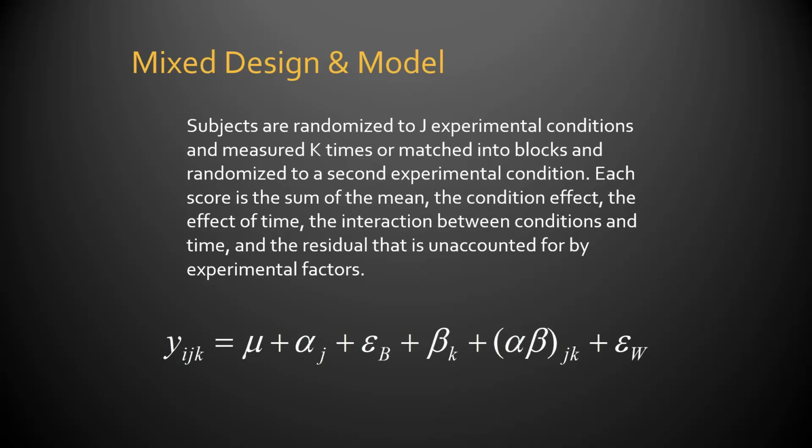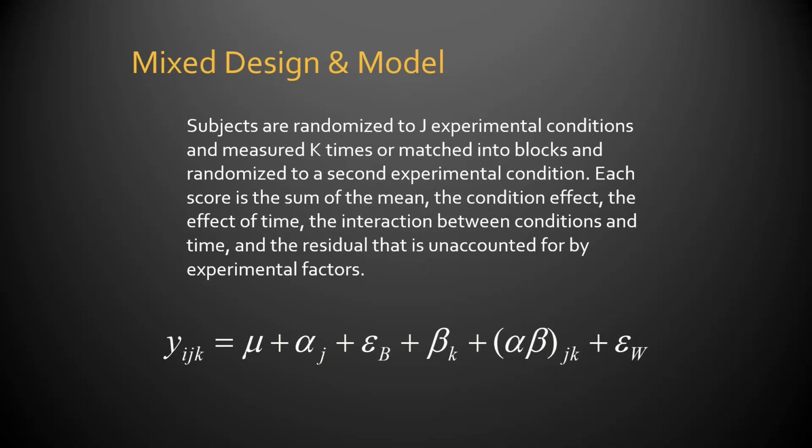So you have two factors. One is within, the repeated measures or block, and then the other factor is a between subjects factor. And then, of course, because you have two factors that you can analyze, you have an interaction, and the interaction is also within subjects. When you interact an uncorrelated factor with a correlated one, you end up with some correlation. Each score is the sum of the mean, the condition effect, the effect of time, the interaction between conditions and time, and the residual that is unaccounted for by the experimental factors.